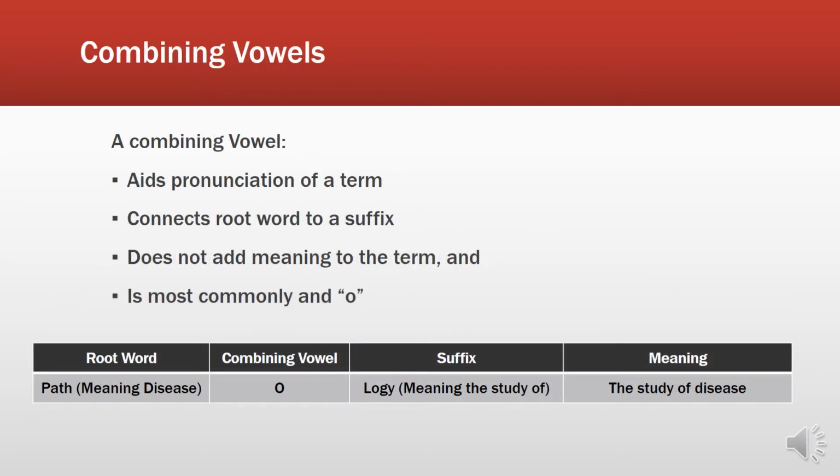You may have noticed that some of our combinations of suffixes and root words had some extra letters or sounds in there. These are called combining vowels. They're pretty much there to make the word pronounceable. In this example, pathology, meaning the study of disease, would be very difficult to say in English without the extra O added in. Pathology. They don't add any meaning. They're just there so we can wrap our tongues around these hard words.